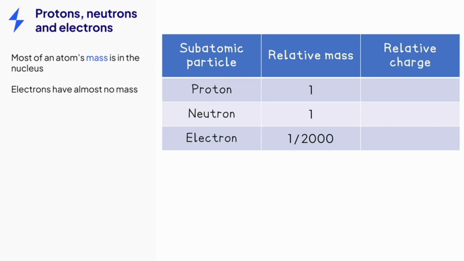Next, we need to consider the relative charges of the subatomic particles. Protons are positive. They have a +1 charge. Neutrons are neutral, which means they have 0 charge.